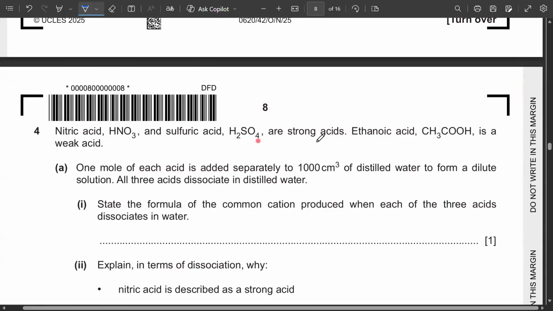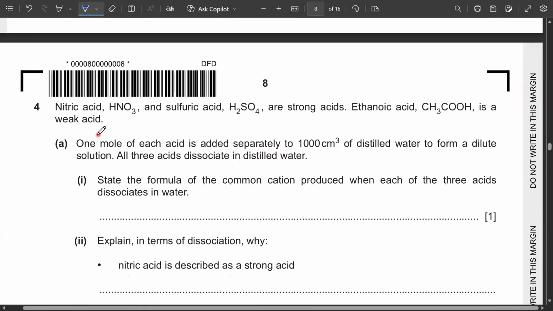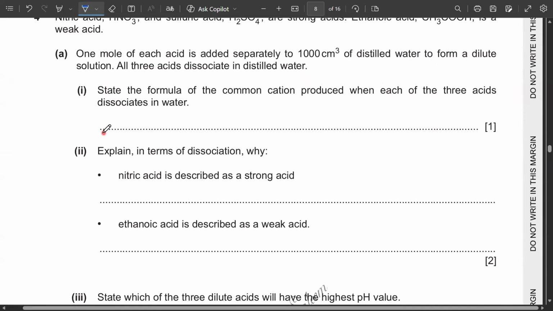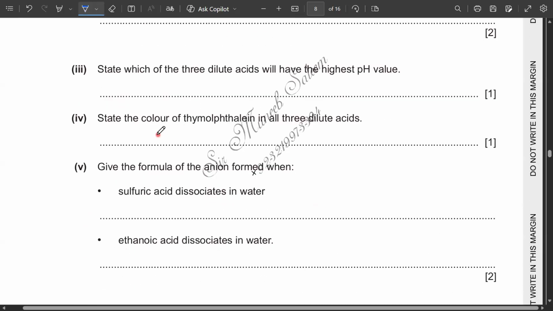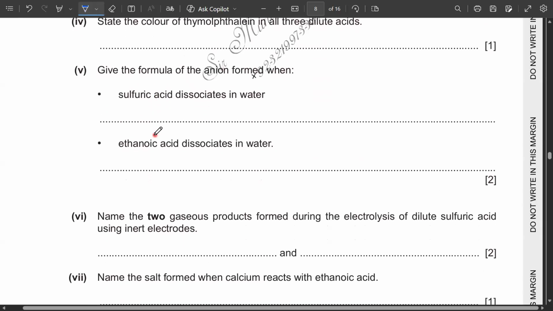Then the next part, question number 4. Nitric acid and sulfuric acid are strong acids. Ethanoic acid is a weak acid. We do not have to go through that, as it's not relevant to our topics yet.